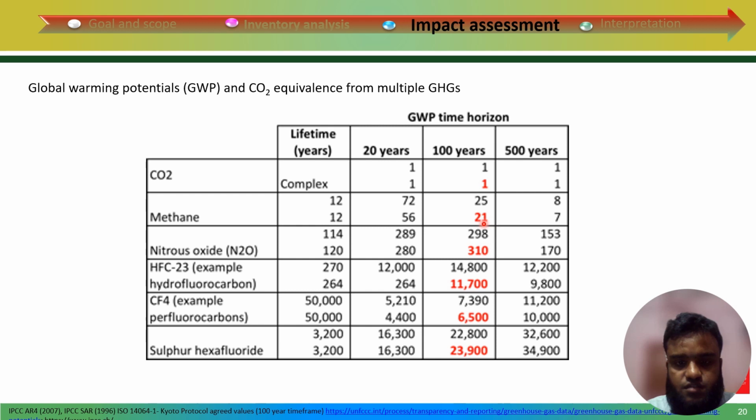Let us discuss the red one. These values are from different sources, different international environmental bodies. This 21 means that methane emission is 21 times more severe or harmful than CO2 emission. However, nitrous oxide is 310. That means nitrous oxide emission is 310 times more harmful than CO2, and so on for different other emissions.